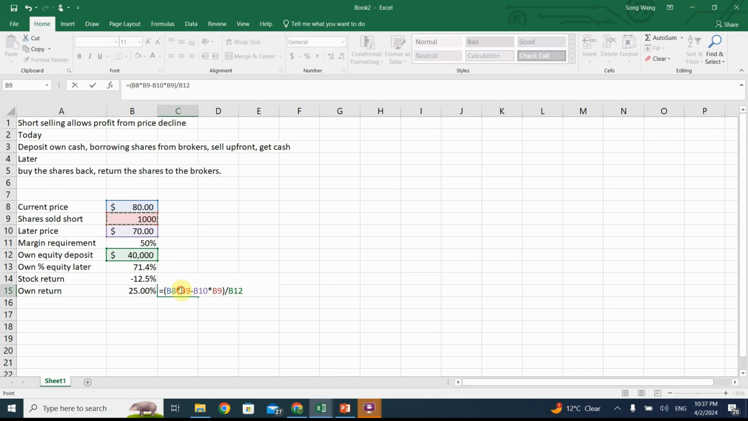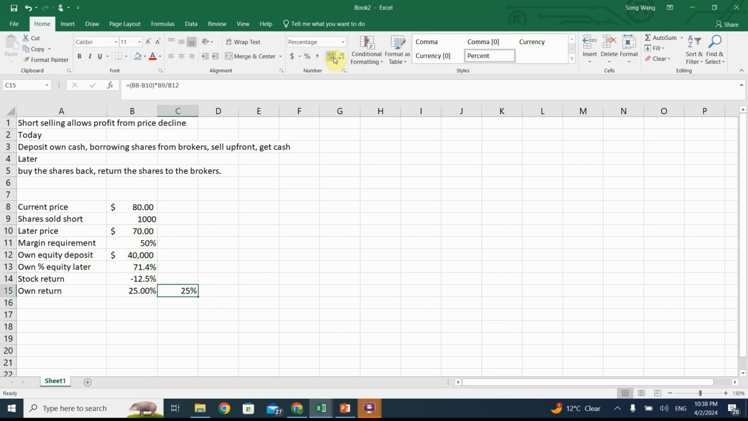Or you can just use the price difference, 80 minus 70, times the number of shares, and then divide by your own deposit. So you will also get 25%. This is how you make a profit from short selling.